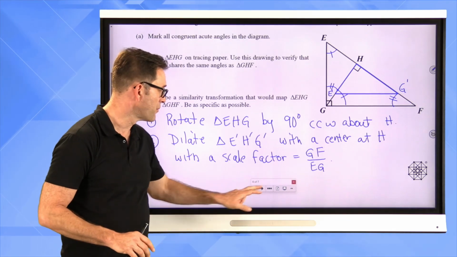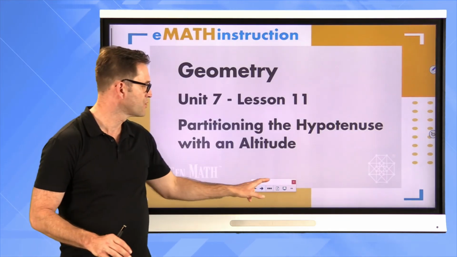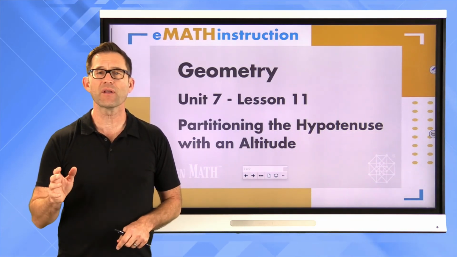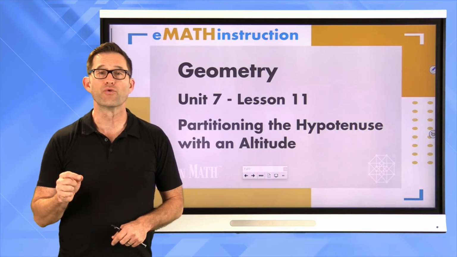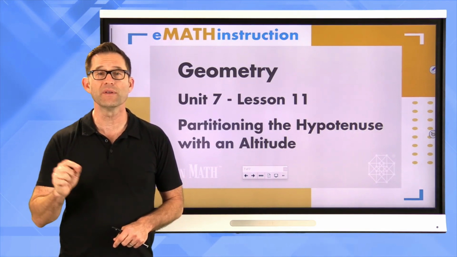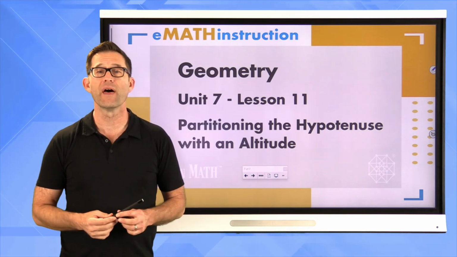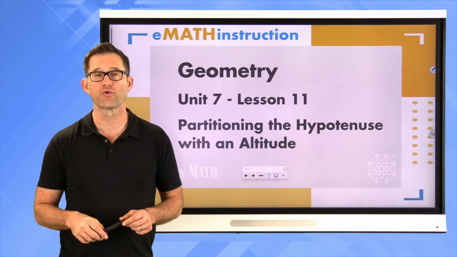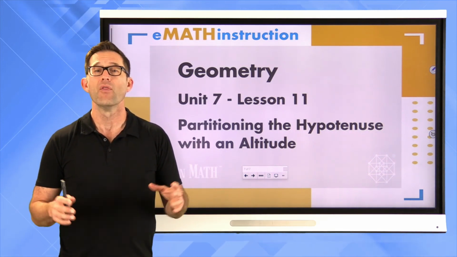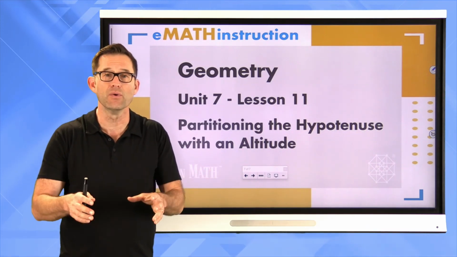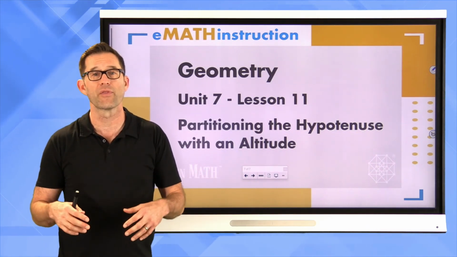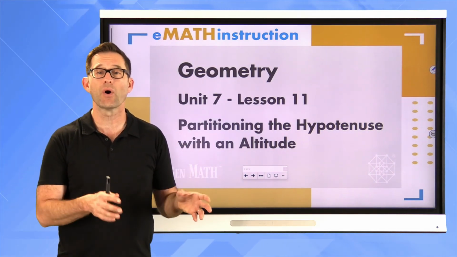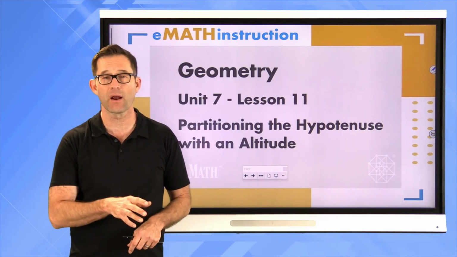All right, let's summarize. What we saw today is one of the most peculiar and specific examples of similarity. Specifically, when you have a right triangle and you draw the altitude from the right angle to its hypotenuse, that altitude then partitions the hypotenuse in such a way that three similar right triangles exist. Those three right triangles can then be used along with proportions of corresponding sides to solve for missing sides in this scenario, all right?